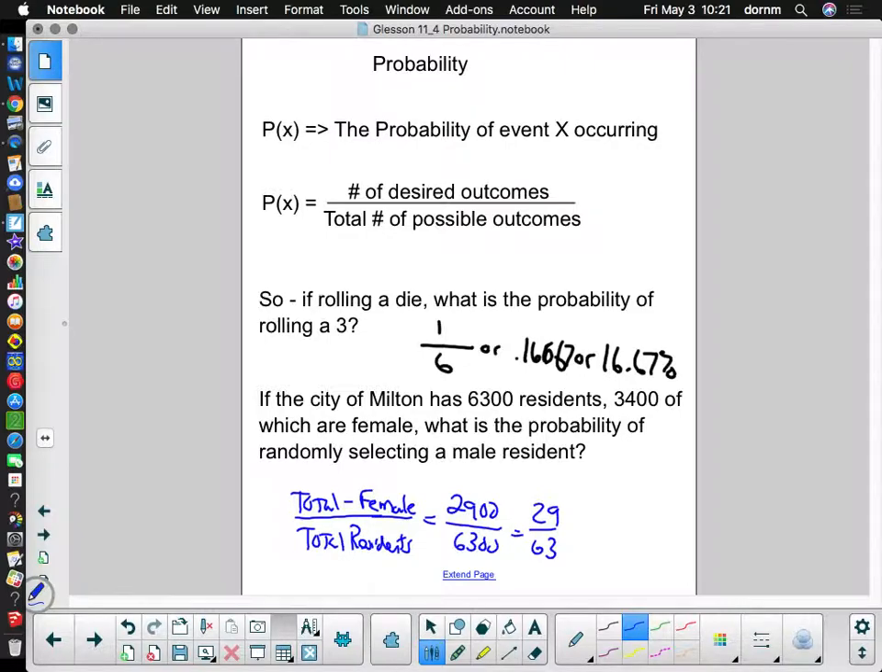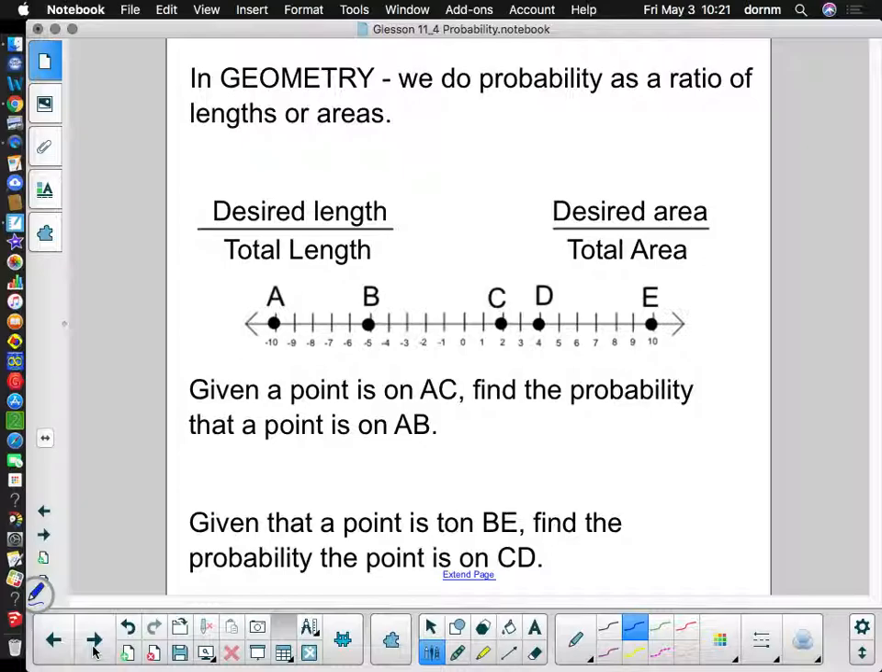So that's just basic everyday probability. We're not going to have any problems that look like that in our homework today, but it builds a framework we can use to deal with the idea of geometric probability. In geometry, we do essentially the same thing. It's a ratio of lengths or areas, or technically it could be of volumes too. We just haven't learned volumes yet. We'll be learning volumes probably later next week. So like desired length over total length, desired area over total area. But it's pretty straightforward.